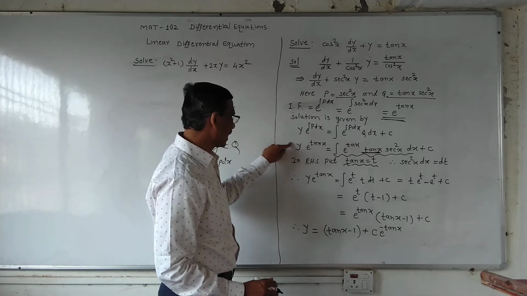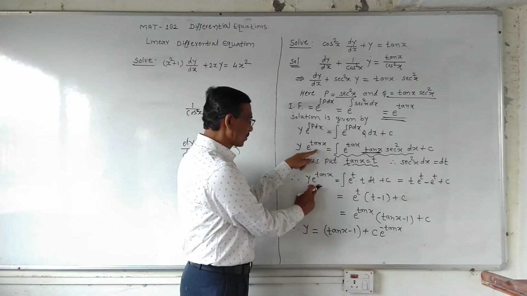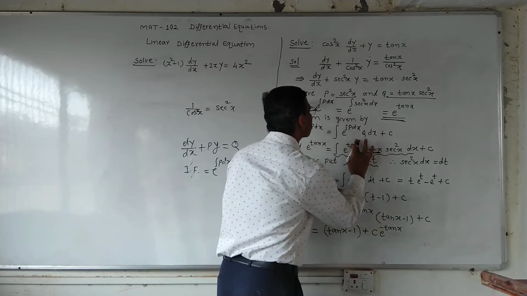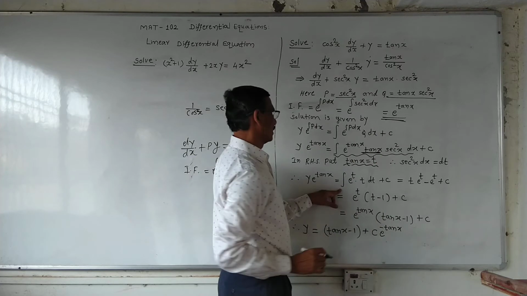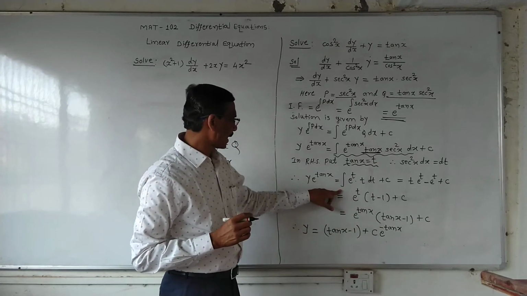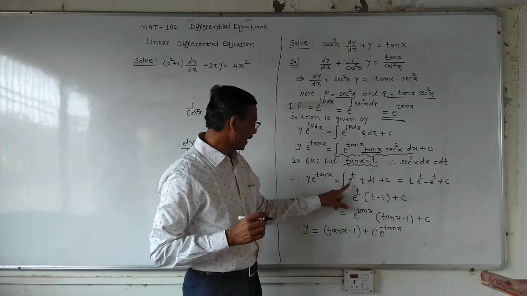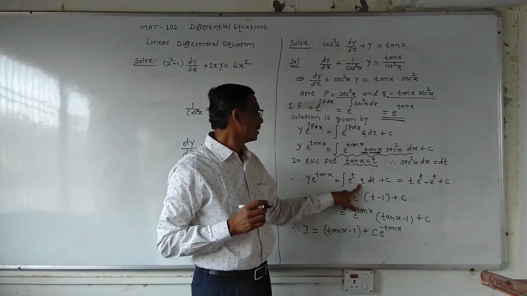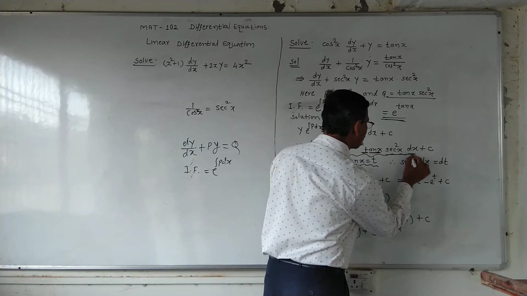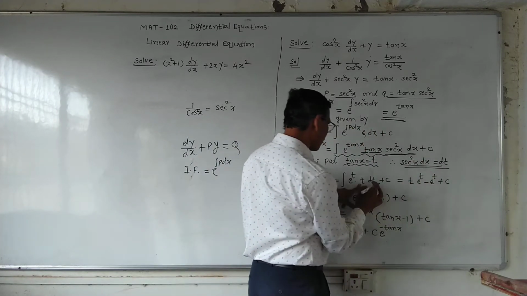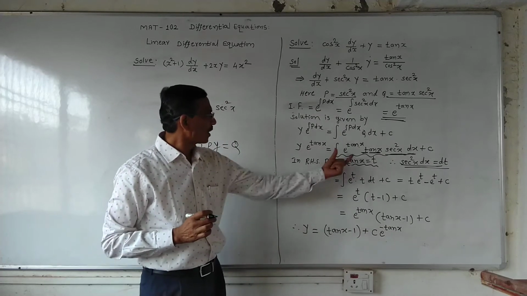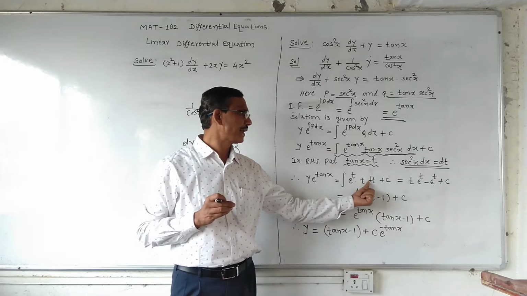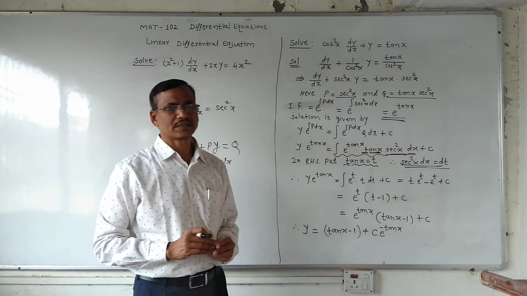And therefore this becomes y e raised to tan x is equal to integration of e raised to tan x, but tan x is t, so it becomes e raised to t into tan x, which means t. And here sec square x dx is dt. Therefore, this term becomes the integral of e raised to t into t dt plus constant of integration.